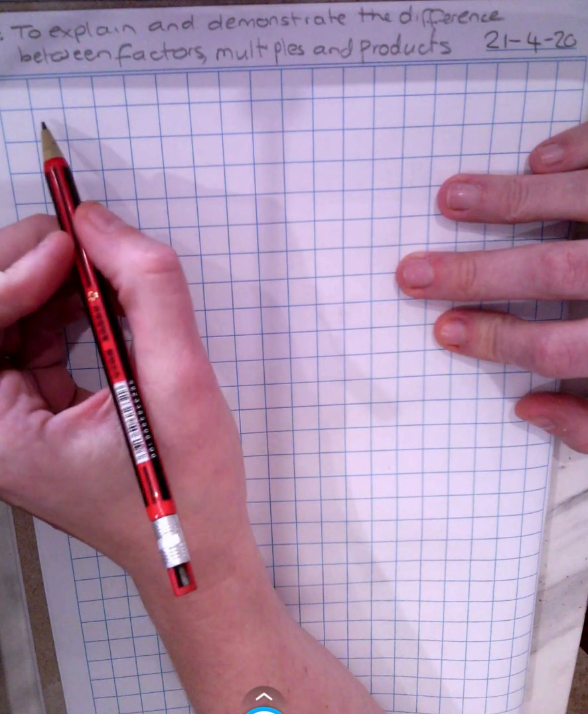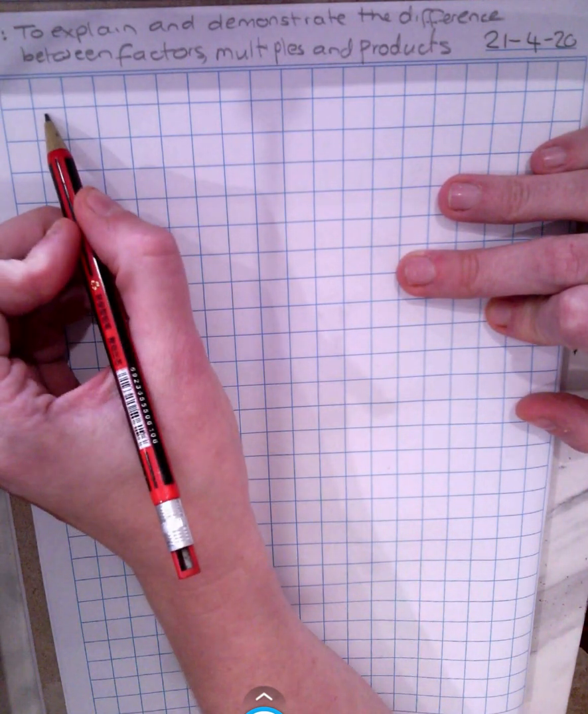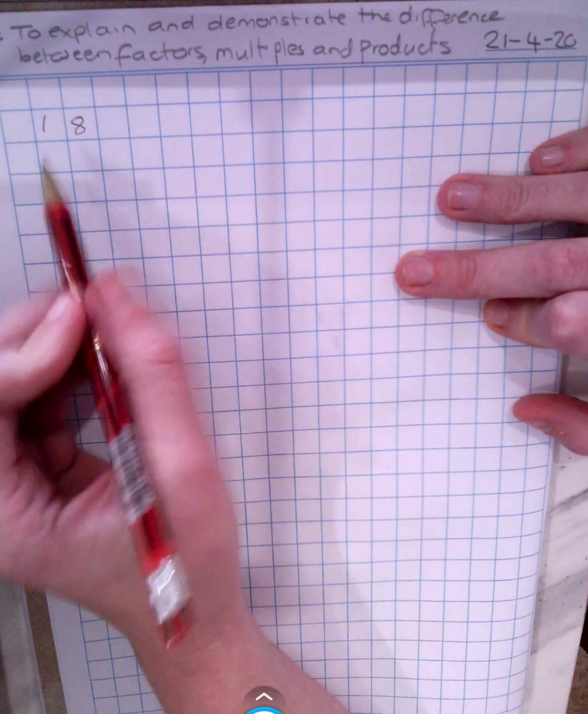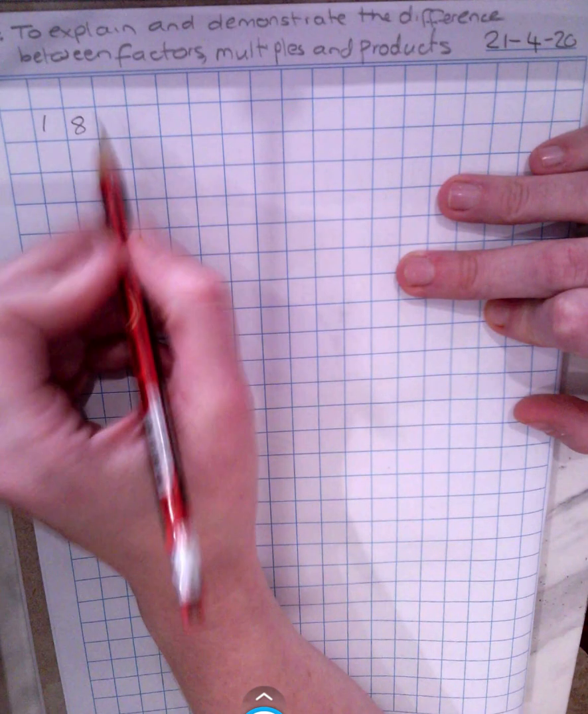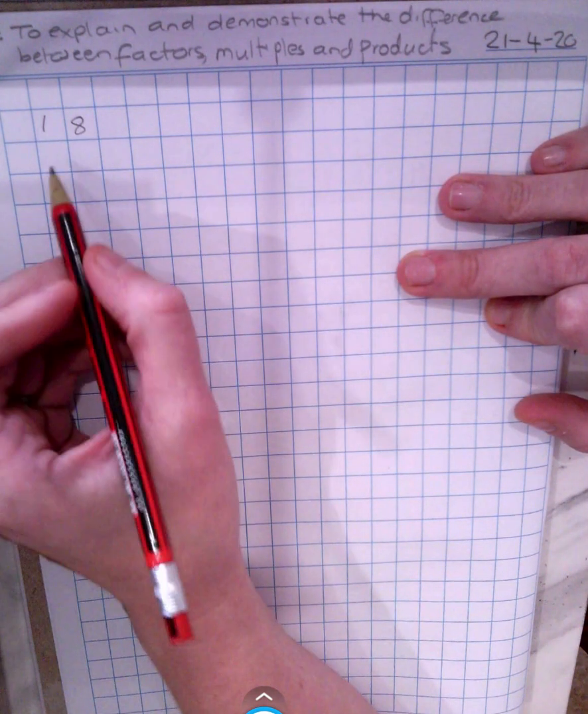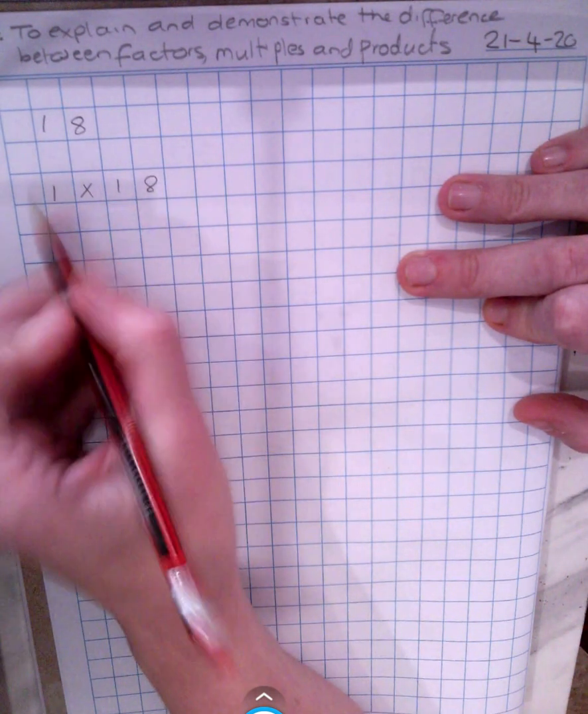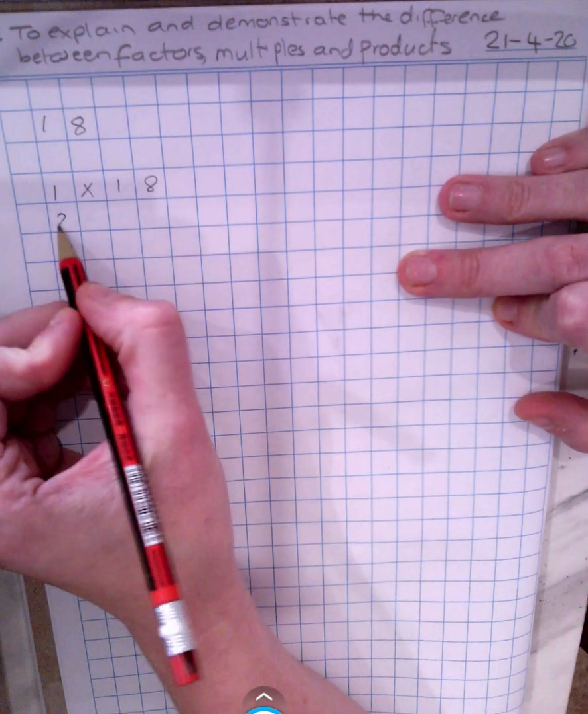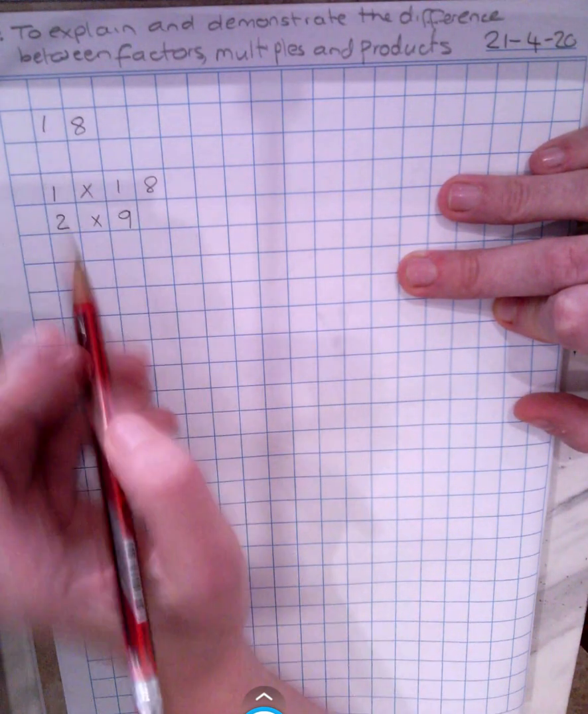So if I was finding the factors of the number 18, first thing I have to do is I have to think about all of the multiplications that I can think of that equal 18. So I've got 1 times 18. That's my give me, remember? That's the first one we write down. 2 times 9. I know that there had to be a 2 in there because it's an even number.